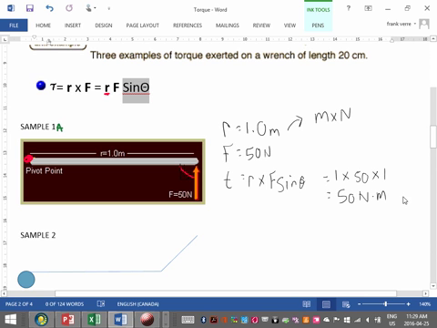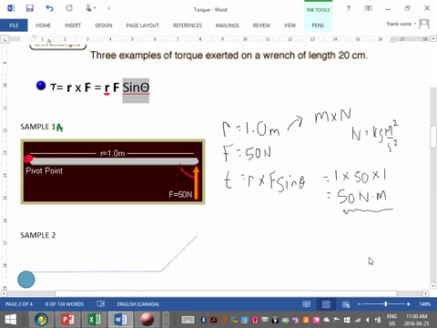Okay? It's 50 newton meters. Which, by the way, would be equivalent of, because the number of newton is what? A kilogram meter per second squared. So it will be the same as kilogram meter squared per second squared. Okay. So far so good, right? Easy? So there you go.